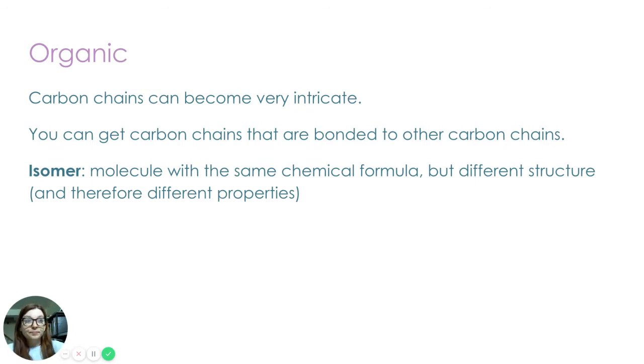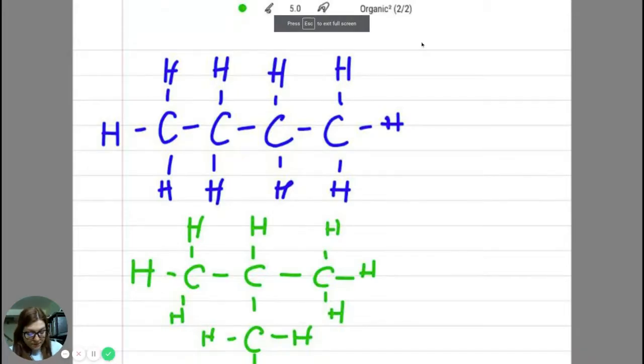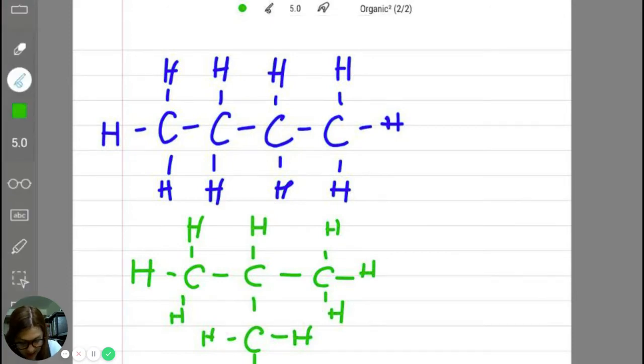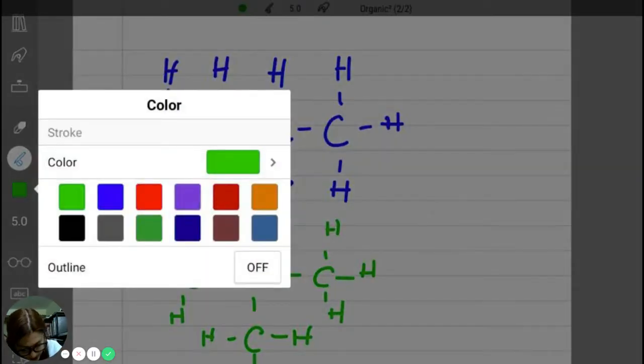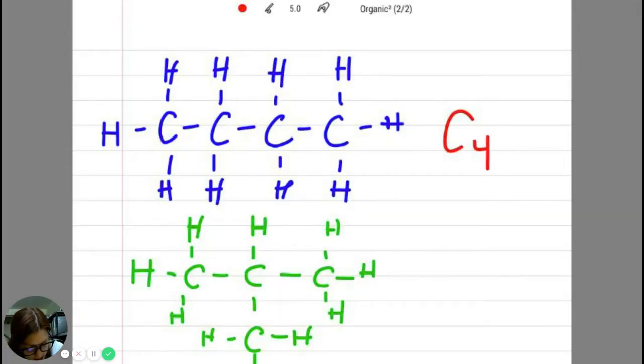So, the first thing that we need to talk about is what an isomer is, which is a molecule that has the same chemical formula but a different structure. So, I think this is best to actually show you in a picture like this one right here. So, this blue molecule, you should very easily be able to identify that this is butane because this baby has 4 carbons and it has all single bonds. Its formula would be C4H10.